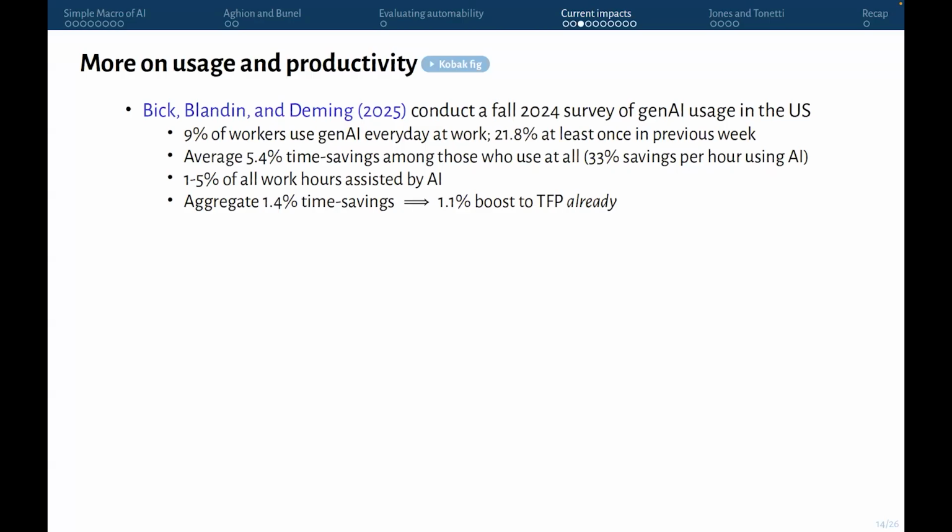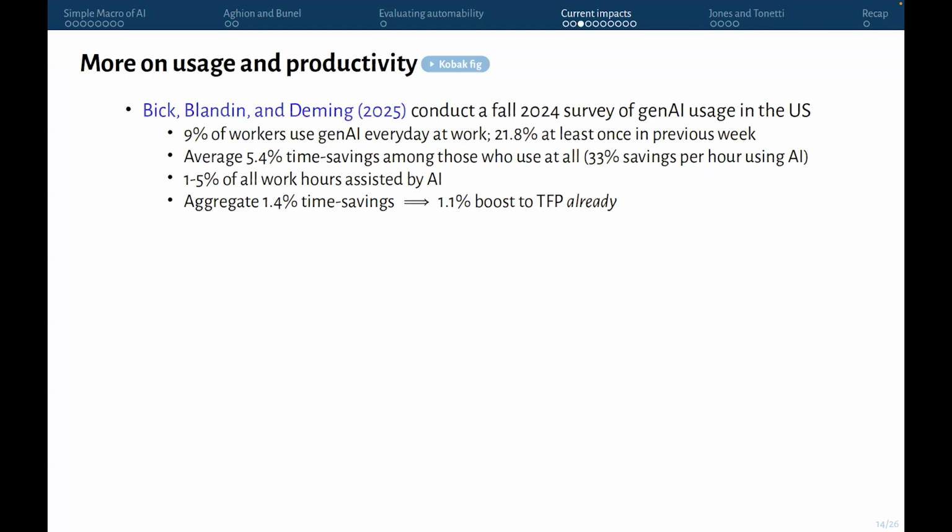Among those who report using it at all, they self-report, so this is just people in the survey being asked how much time they're saving, 5.4% time savings. That's 5.4% of their work week, meaning the hours they had to do their work were 5.4% less. That doesn't mean that's the productivity impact. To get the productivity impact, you also have to account for how many hours they are actually using it. They estimate that this implies 33% time savings per hour using AI, which nicely lines up with some of the other estimates of productivity impacts we've seen.